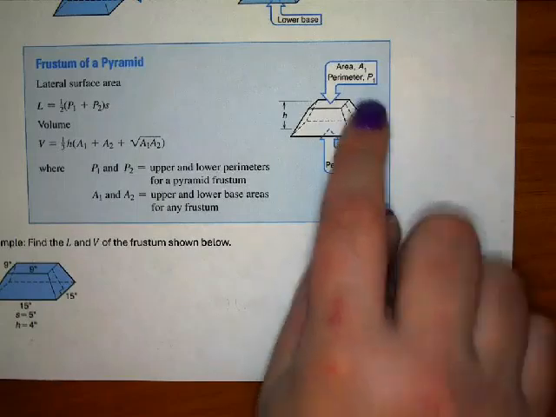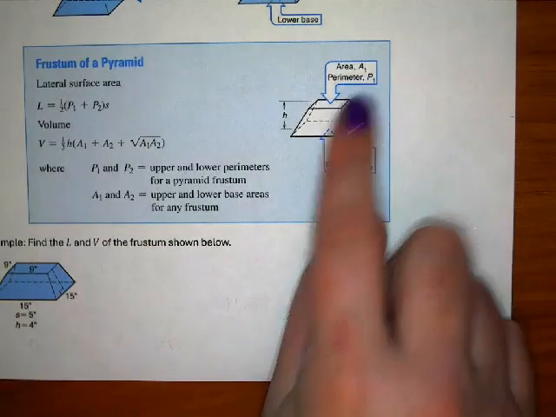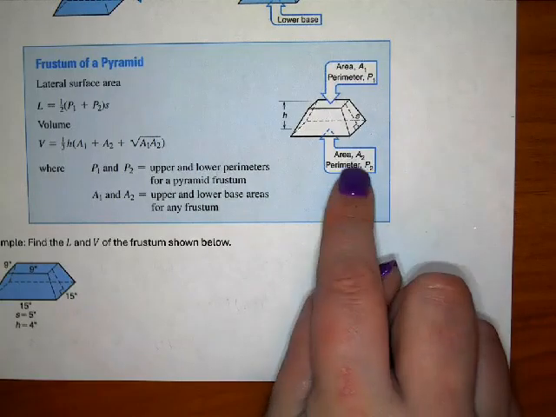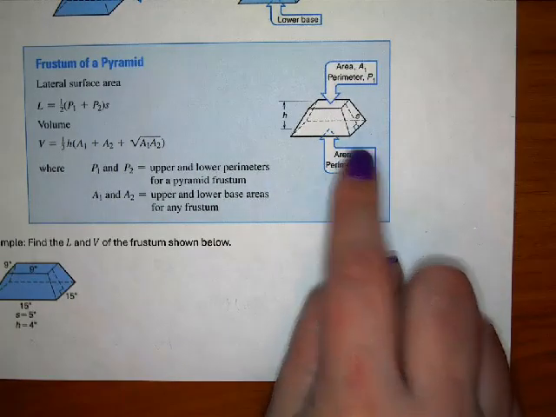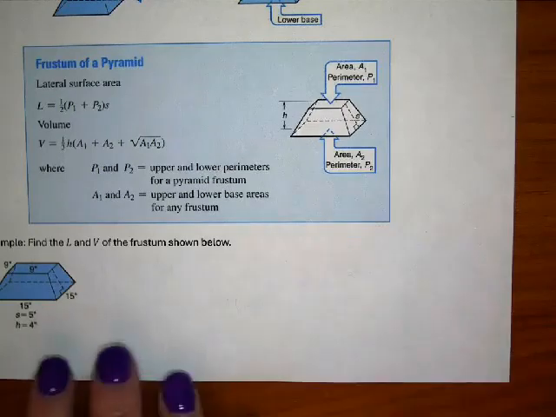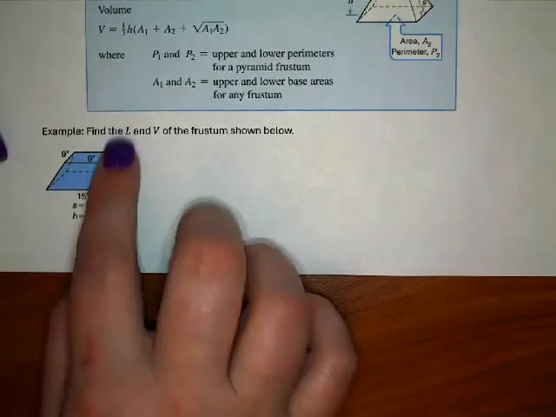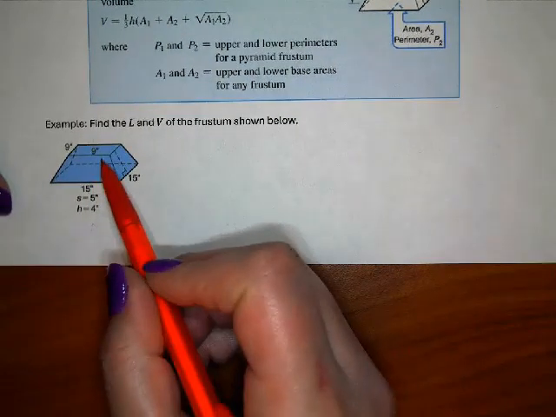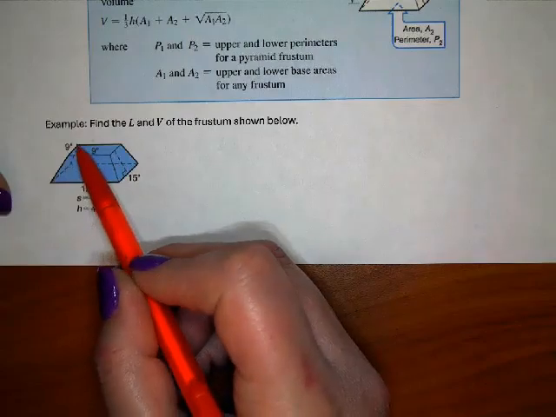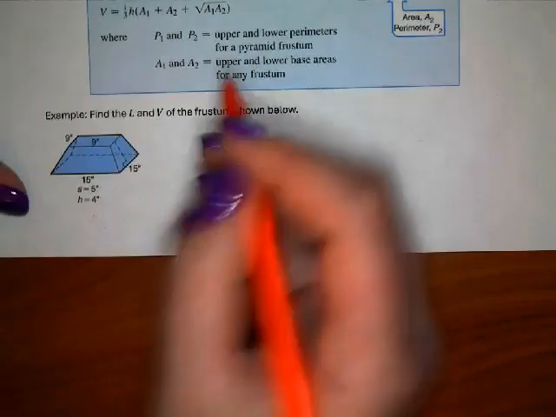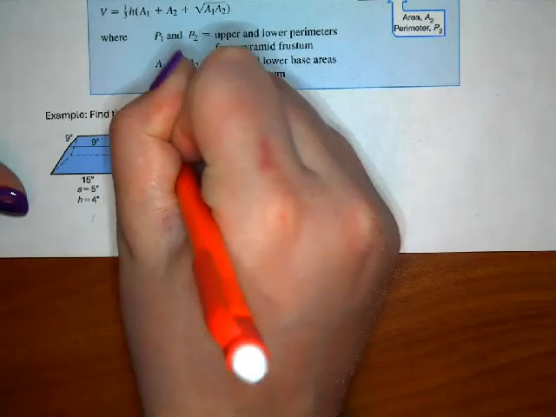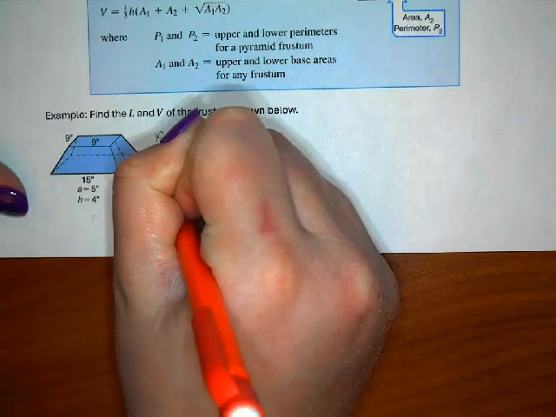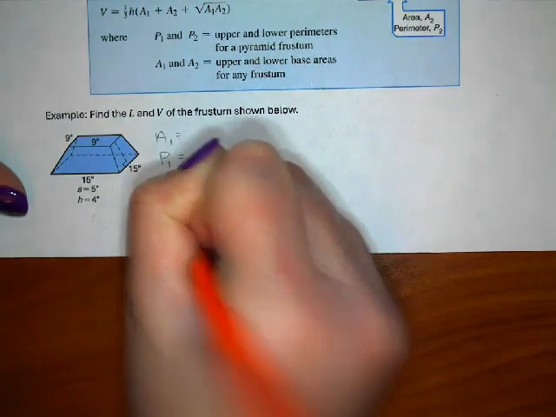Over here we have the labels, so you can see that we have A sub 1 and P sub 1, which represent the area and perimeter of the top base, or the upper base, and then A sub 2 and P sub 2, which are the area and the perimeter of the lower base. So we're going to find L and V, the lateral surface area and the volume for the frustum. And first, I'm going to go ahead and find the area and perimeter of the upper base and the lower base. So area, perimeter of the upper base, area, perimeter of the lower base.